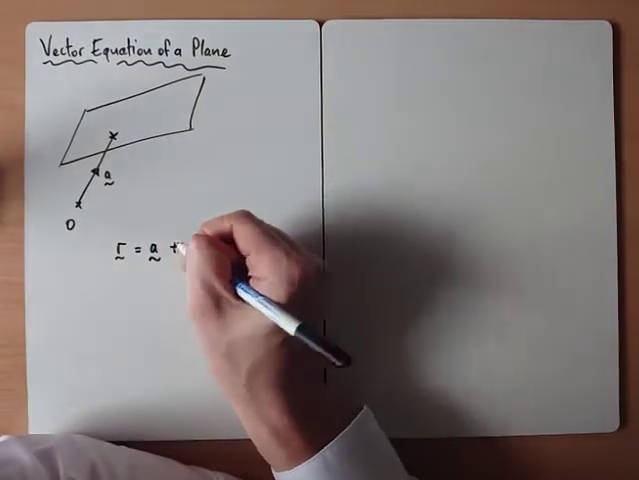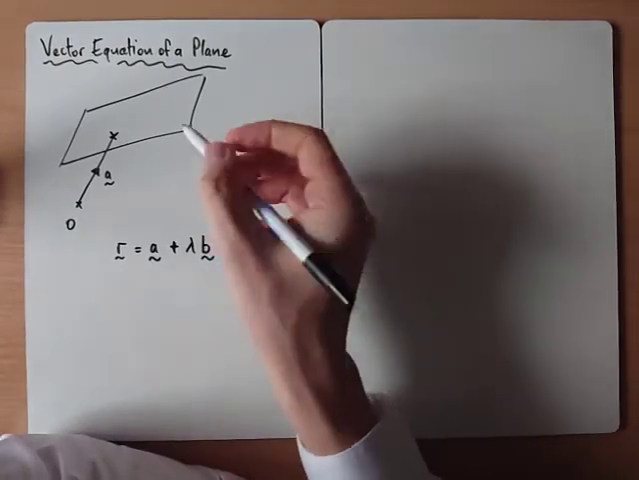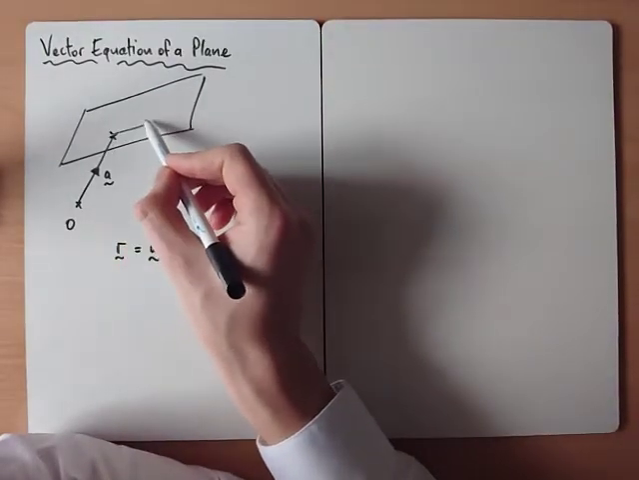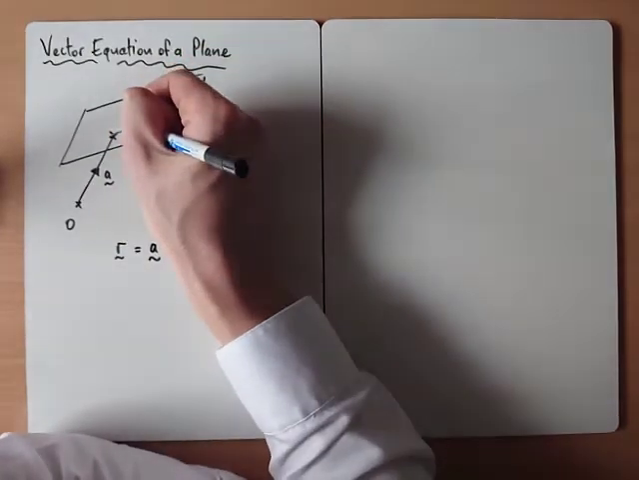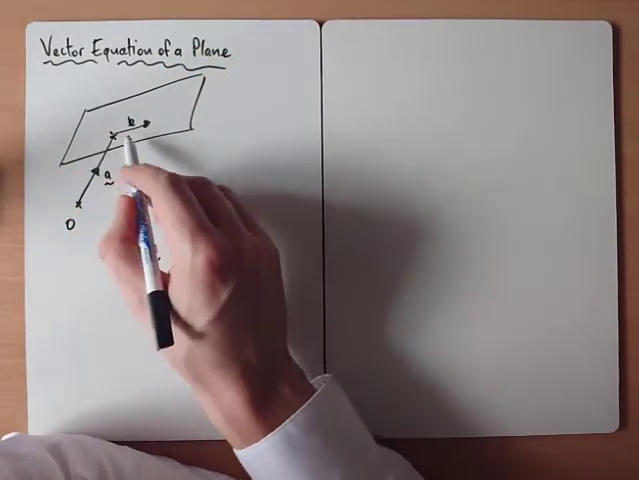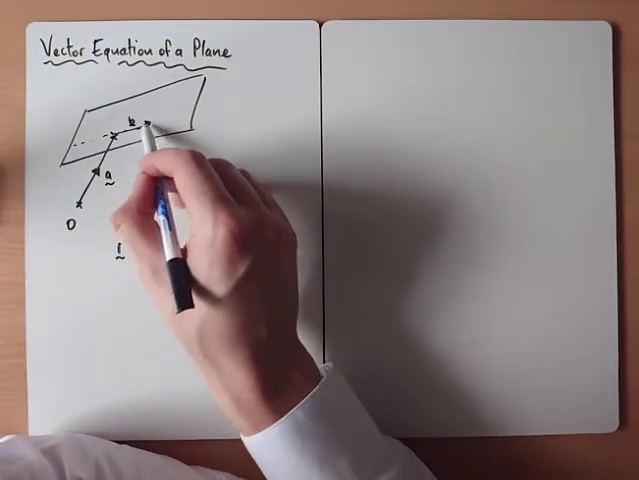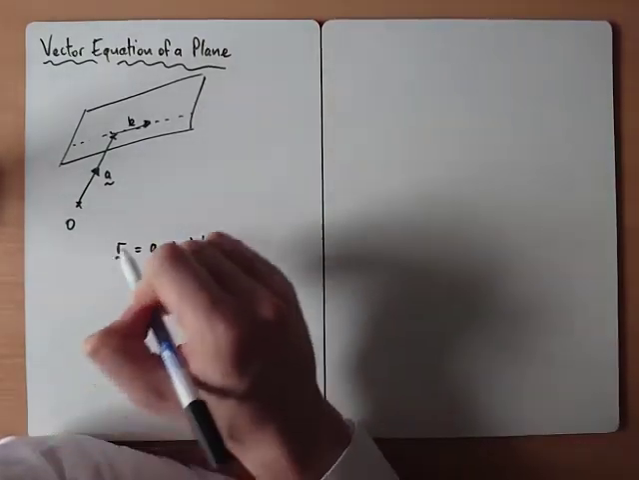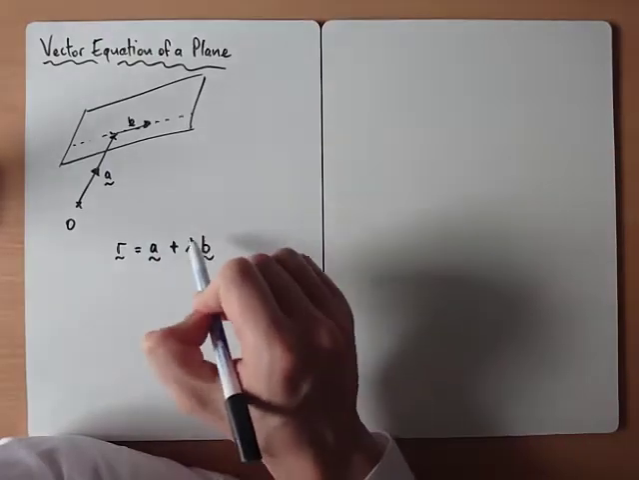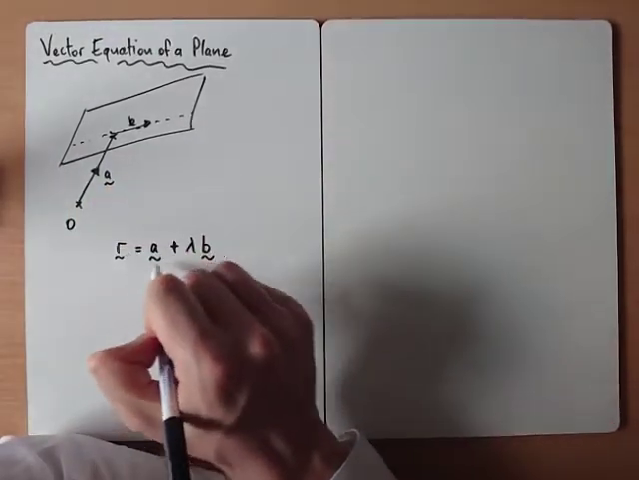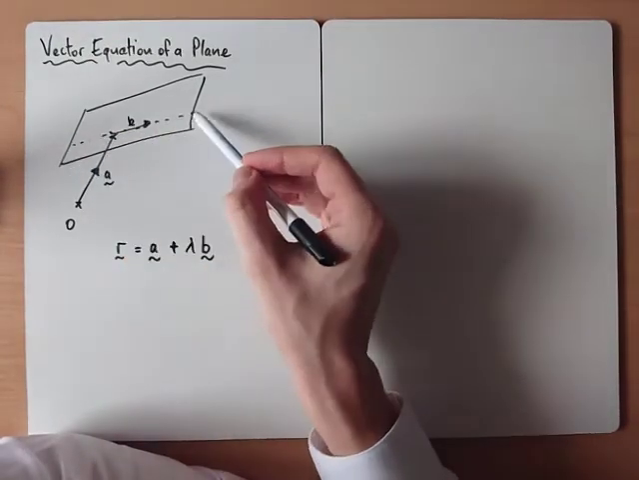So if I include a multiple of a vector b, if b is a vector that lies within the plane, then that's going to allow me to move along some of the points that lie within the plane. But not all of them. Essentially what we're doing there is describing the equation of a line, aren't we? We're familiar with this already. It takes you to a point on the line and then you move along the line.